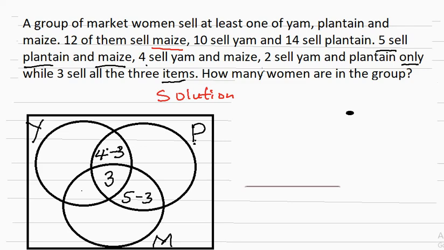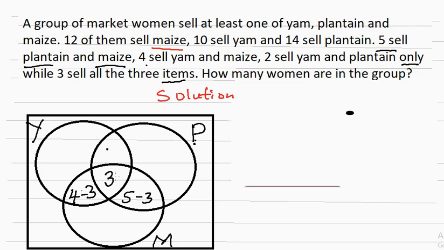Then I was told that 2 sell yam and plantain only. I'm not going to subtract anything because here it is being indicated only. All right. So I'm just going to, am I making a mistake? I made a mistake. Let me actually do that. Okay. Again, 4 sell yam and maize. So this was supposed to be here. This is supposed to be 4 minus 3.